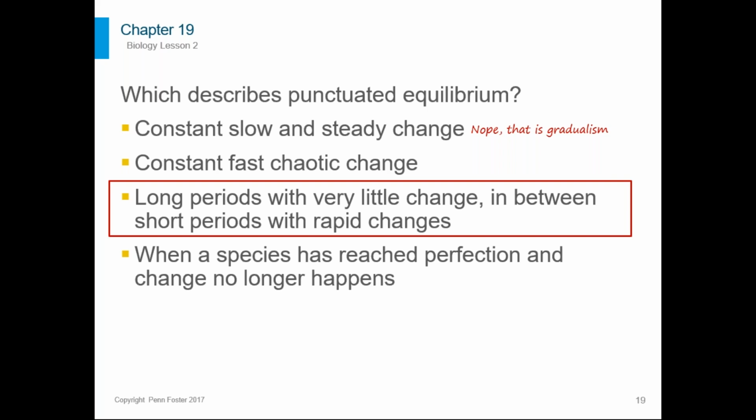And then when a species has reached perfection and change no longer happens, well, that doesn't actually happen in real life either, because the environment is always changing around species, so there's always reasons to keep adapting.